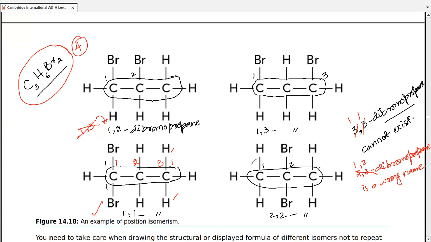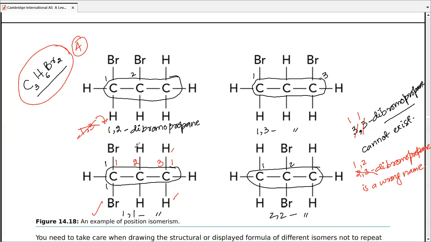There are no other position isomers. Position isomers. Now I'm being really specific. I'm not talking about structural isomers. That changes the whole story. Structural isomer is a bigger, broader term used for all kinds of isomers. Right now, we are just talking about position isomer, which specifically means that we can position the functional group, which in this case is the bromine atom, at a different position.